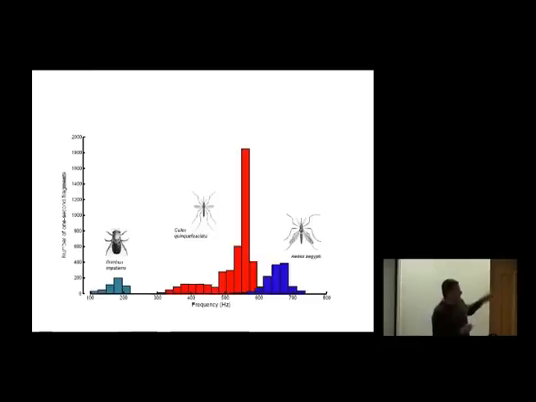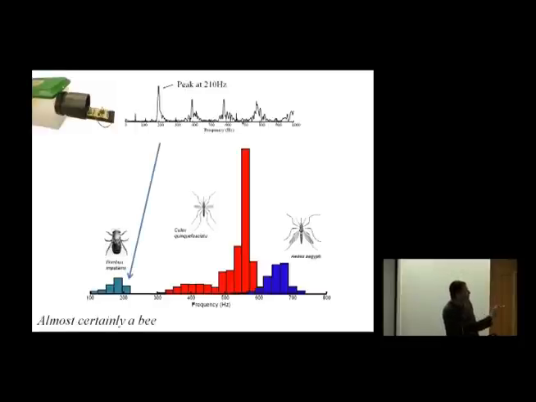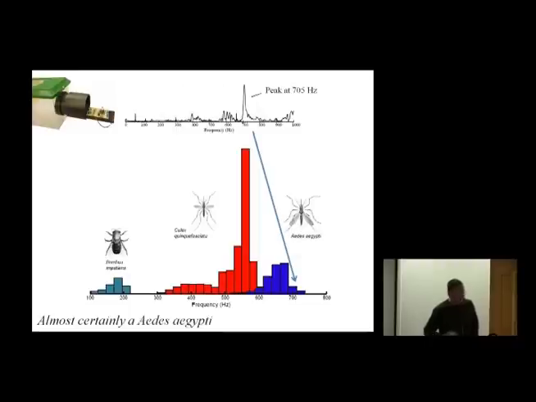I can encode this knowledge in my sensor, and now in the field next week, when an insect flies past my sensor here, I can measure its characteristic beep. In this case, it's at 210 hertz. I can look up on my axis here and figure out this is almost certainly a bee, because it's a very low frequency sound. And when the next insect comes by and its frequency is at 705 hertz, this is certainly a mosquito, because it lands here, and so on and so forth.